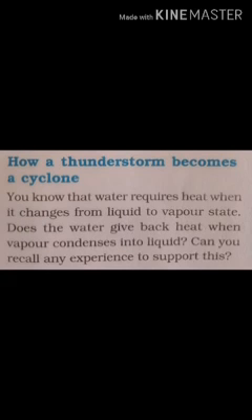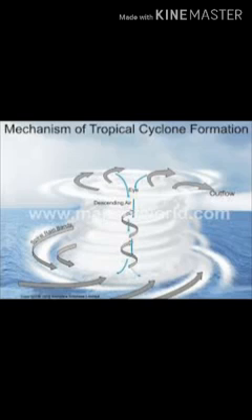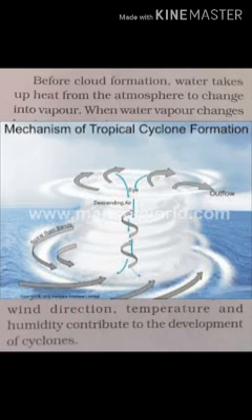It is interesting to know how a thunderstorm becomes a cyclone. When water changes into steam or water vapor, it absorbs heat. But when it changes back to water, that heat is released. So before the cloud formation, water takes up heat from the atmosphere and changes into water vapor. When water vapor changes back to liquid and forms raindrops, this heat is given out into the atmosphere. The heat released in the atmosphere warms up the air which is around.